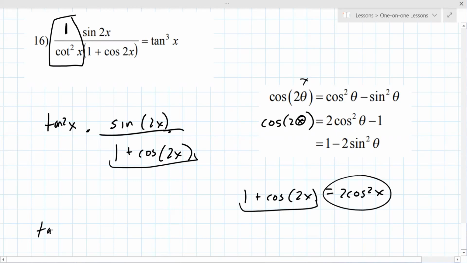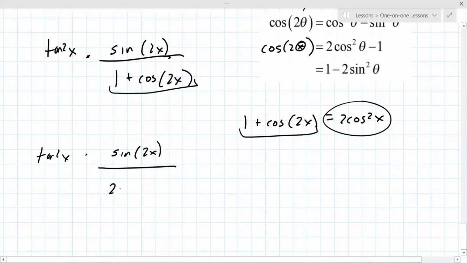So it becomes tangent squared x times sine 2x over 2 cosine squared x. You might think, well, that doesn't really help me all that much. Kind of does though, because we got sine over cosine now, and we're getting closer. And this is where we got to use that first identity, the sine double angle formula. So sine 2x is 2 sine x cosine x.